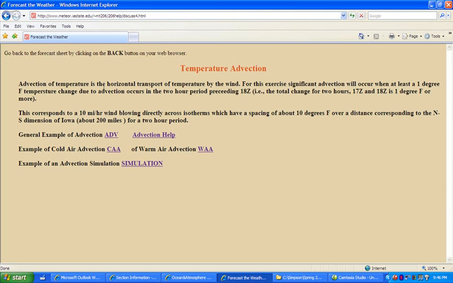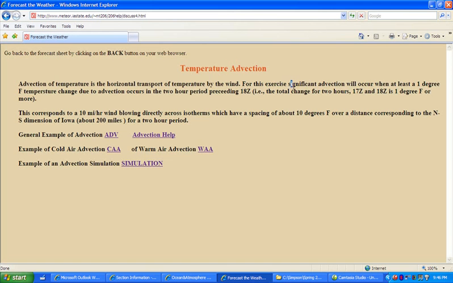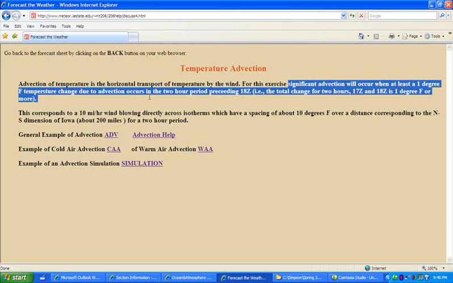Okay, let's pick up again. And the definition of advection is the horizontal transport of temperature by the wind. So you have temperature being moved by the wind, being moved north, south, east, or west. And for these particular forecasts that you're doing, we will say that significant advection will occur when at least a 1 degree Fahrenheit temperature change due to advection occurs in the 2 hours before 18Z. So for instance, the total change for 2 hours, 17 and 18Z is 1 degree Fahrenheit. We also do the same thing for 12Z. We'll look at 11 and 12Z.